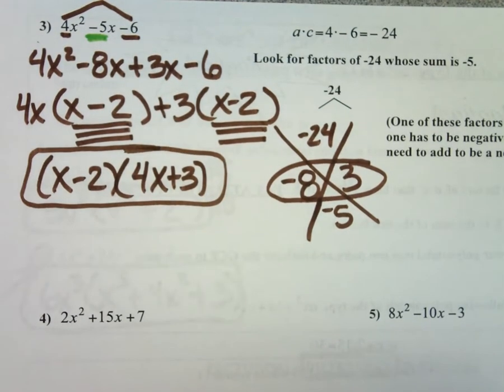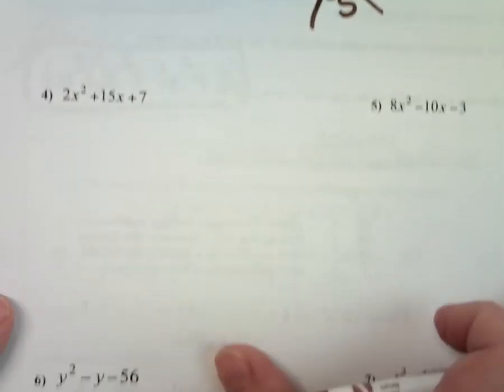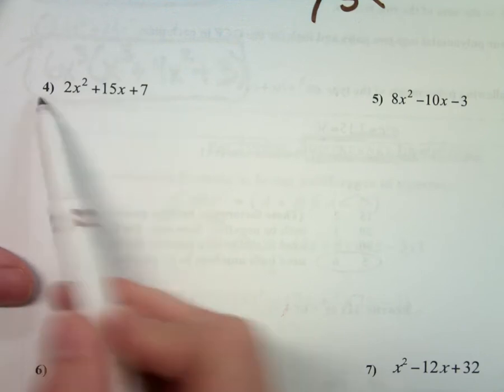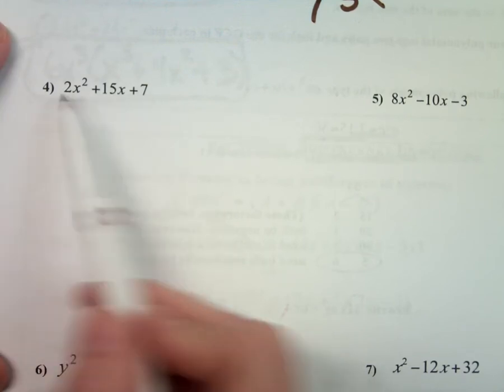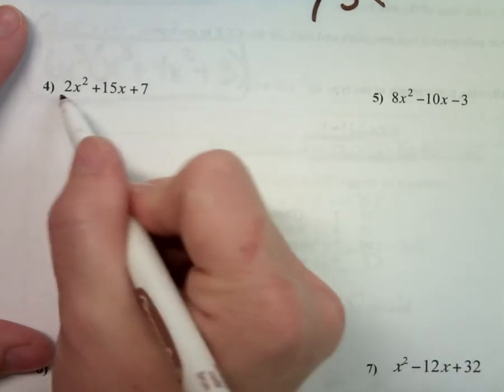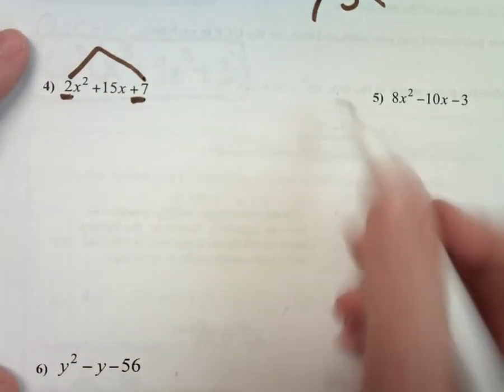Okay, let's look at number 4. I'm going to do one more with you, and then I'm going to have you guys try one. Number 4. First thing I always want to look for is a GCF. What's the greatest thing? Is there anything that goes into 2, 15, and 7 besides a 1? Nope. 2 terms or 3? So when it's 3 terms, we do this rooftop thing. So I take my A times my C. What's 2 times a positive 7?